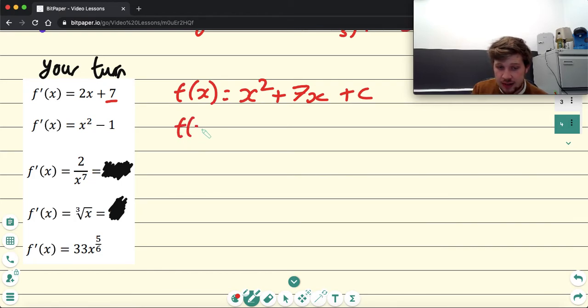So I'm just going to start writing down the answers for the next few questions. So this is a third x cubed subtract x plus c.